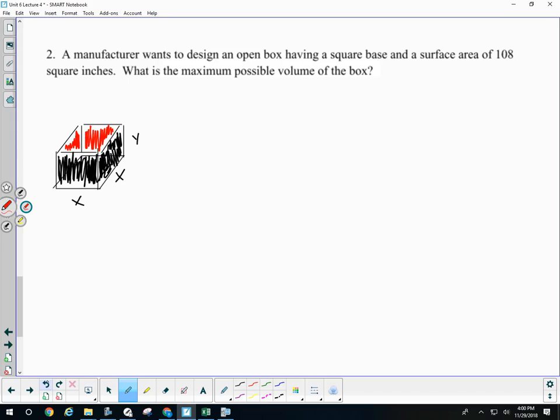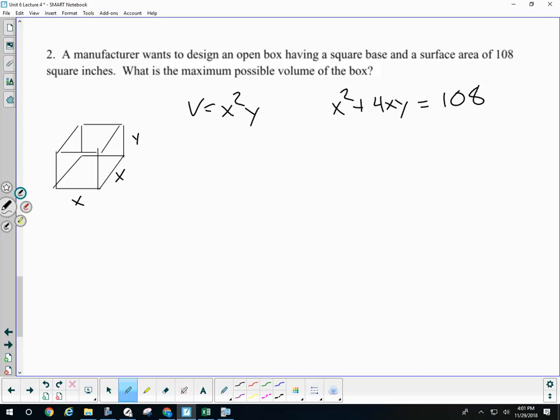I don't know if that helps. We got an open box. X squared y, that's the volume. We get that? Surface area, who's got it? What do you got? Close. It's an open box. So, since it's an open box, it doesn't have a top. Yes, it's just 1x squared plus 4 of our xy's. Thank you, Mr. Wynn. Equals 108.